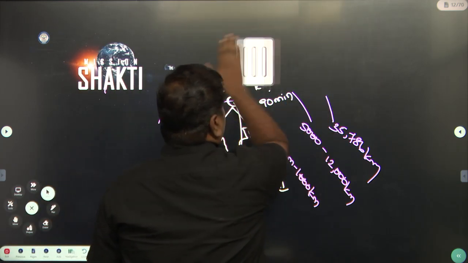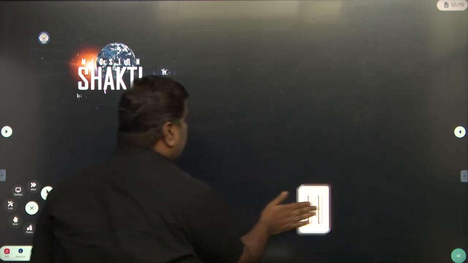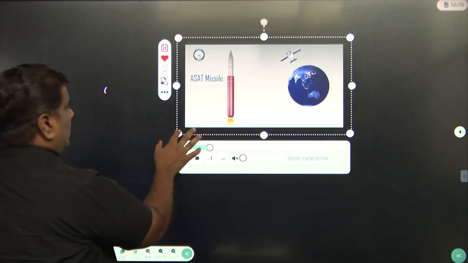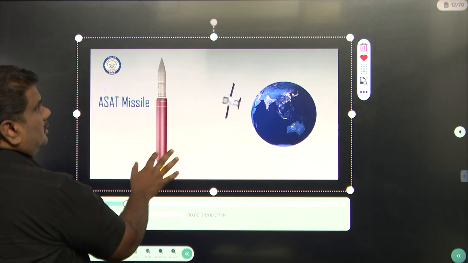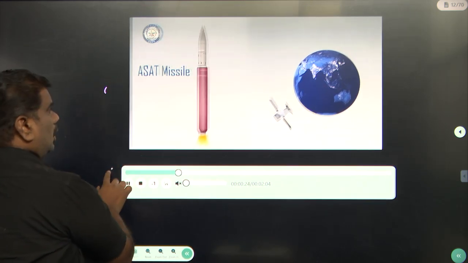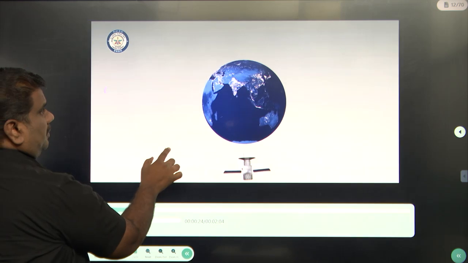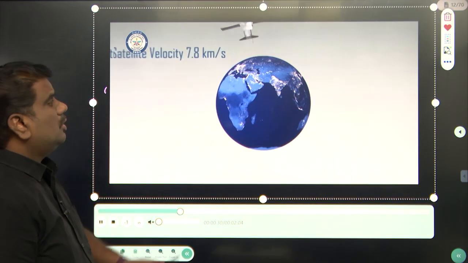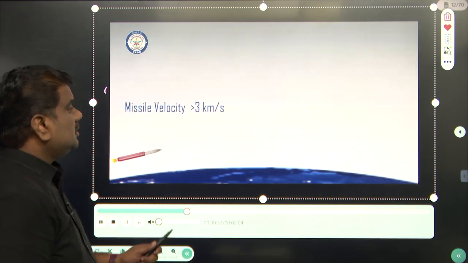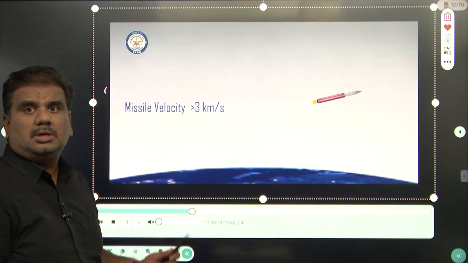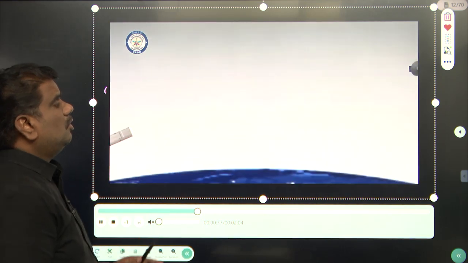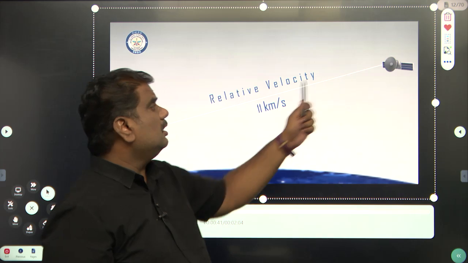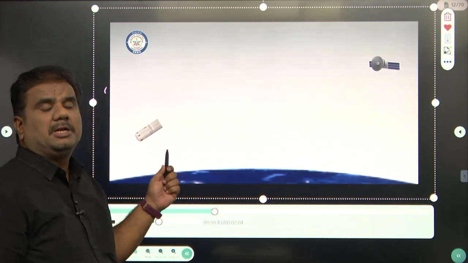So how will this particular Mission Shakti be carried out? Here we have the Prithvi Defense Vehicle Mark II, and a satellite which is orbiting around the earth. The main objective of Mission Shakti is to destroy that satellite using this vehicle.